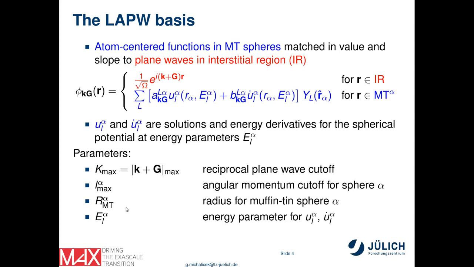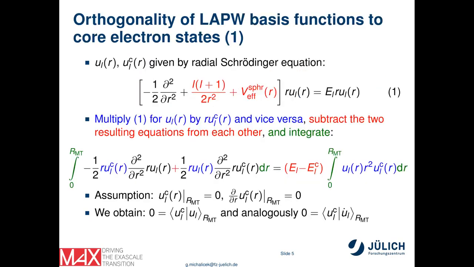Of course, these muffin-tin spheres can have different sizes, and for this we also define some muffin-tin radius, R_MT^α. And of course this muffin-tin radius is not always the same. It depends on the material and on the chemical bonding and so on. Finally, there are also these energy parameters. So these u and u dot functions are determined at certain energies, and we somehow have to define these energy parameters.